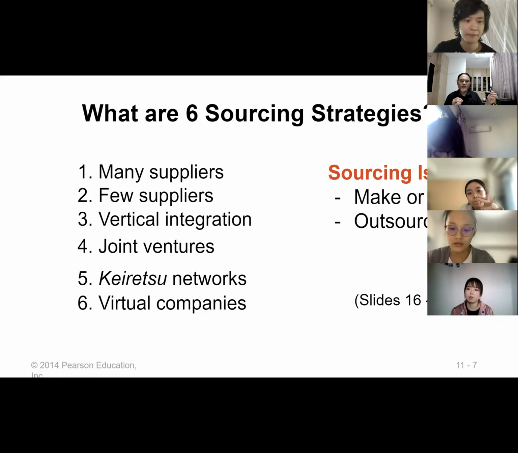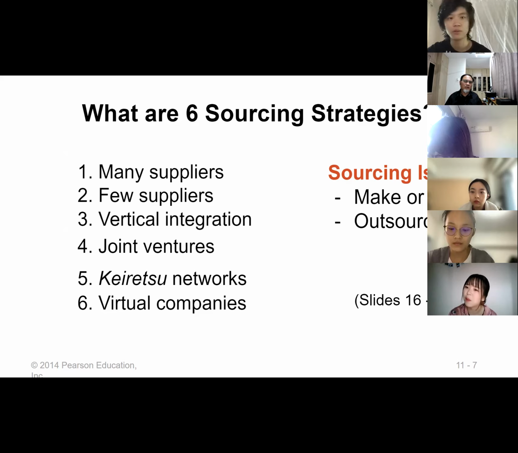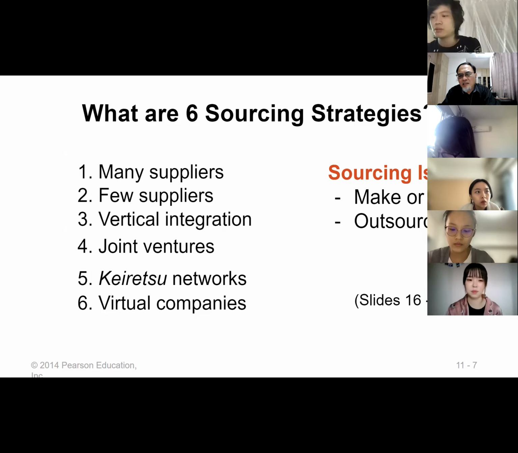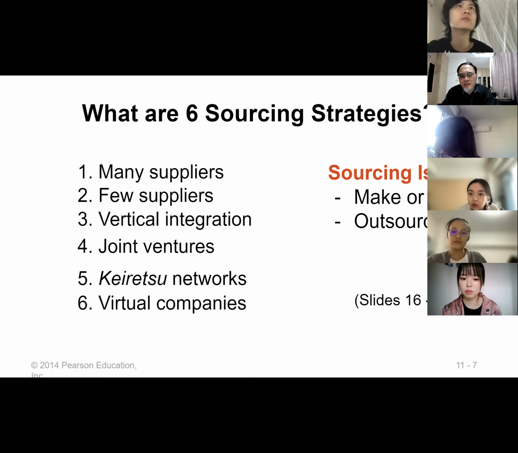They have Denso. You can do a small study to find the network of Keiretsu. What is it called in Korea? Do you know what it is called in Korea? Similar to Keiretsu. Have you heard of Chaebol? Chaebol. So it's also similar to Keiretsu networks.